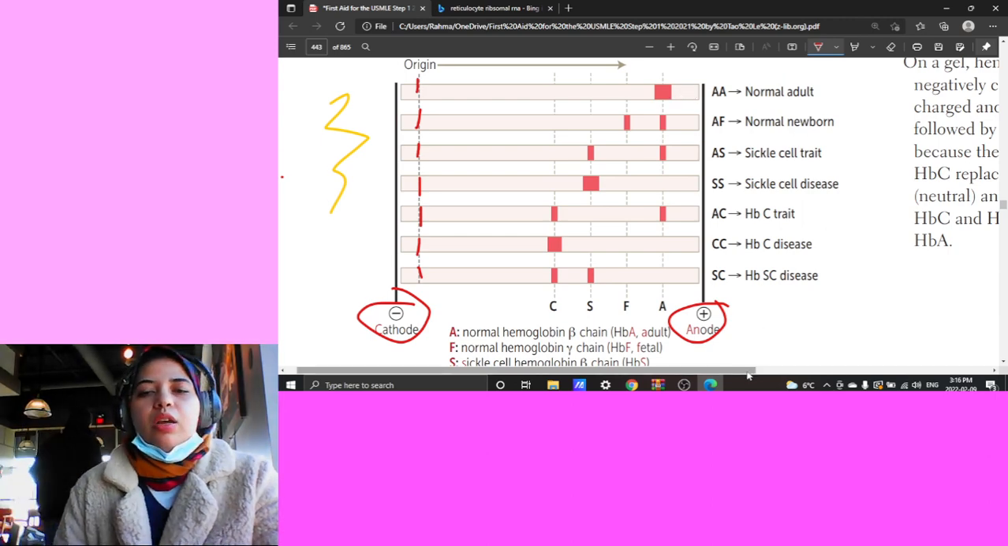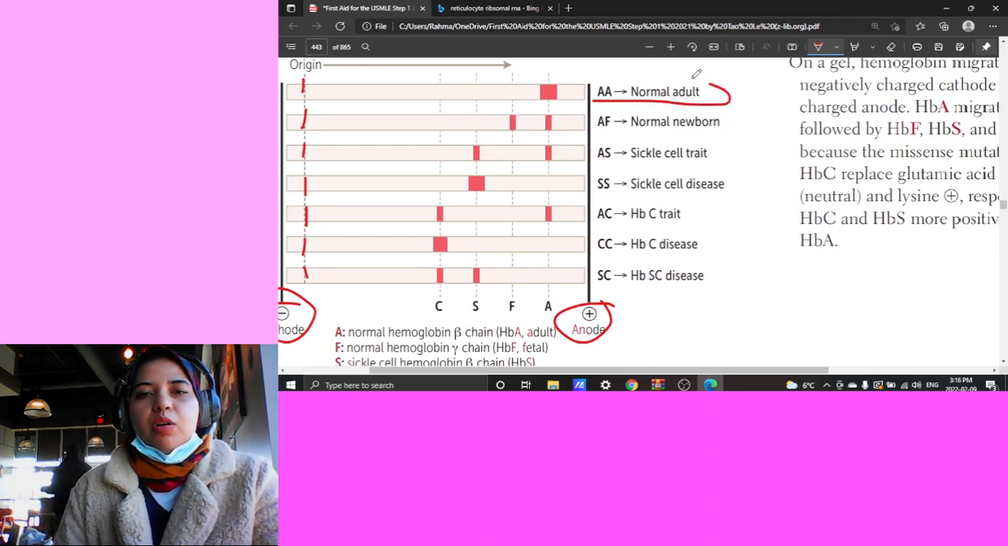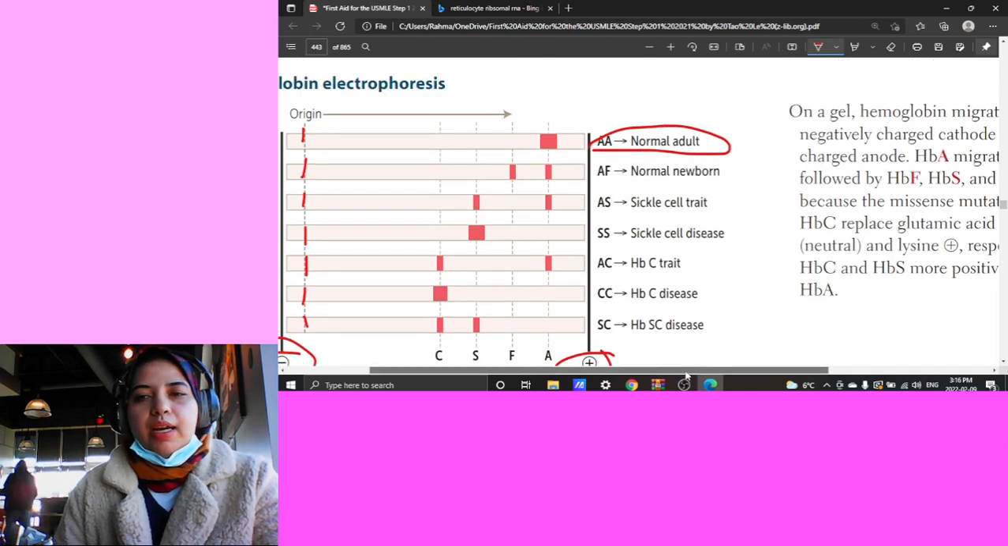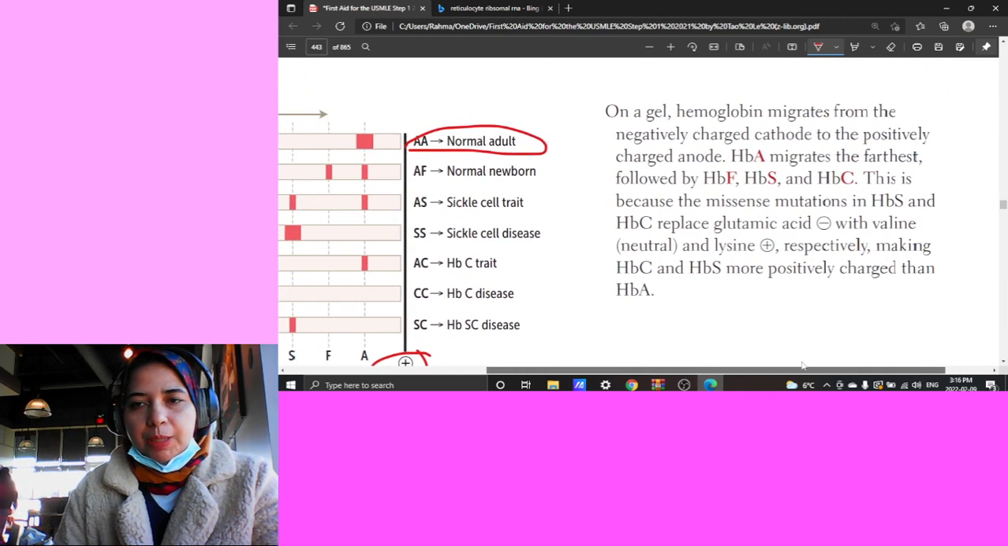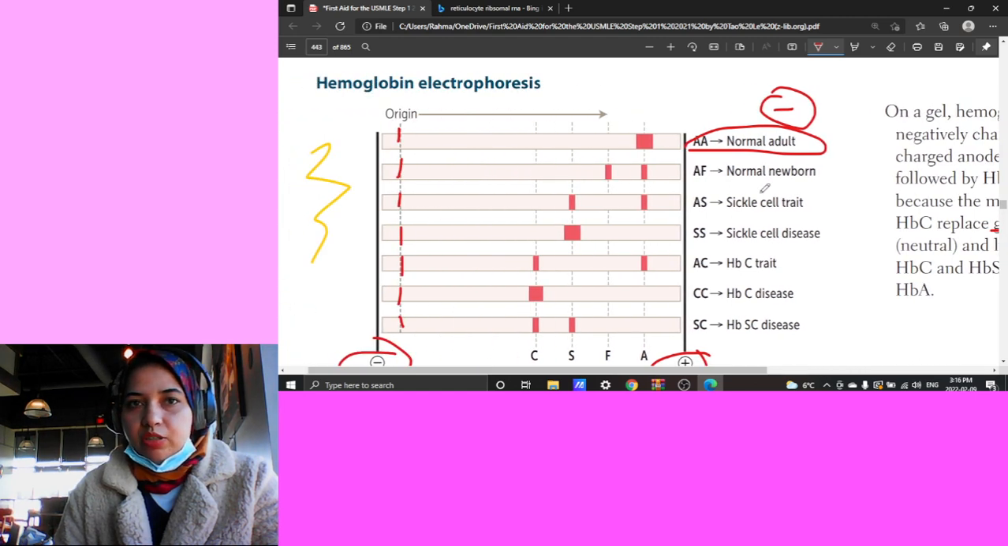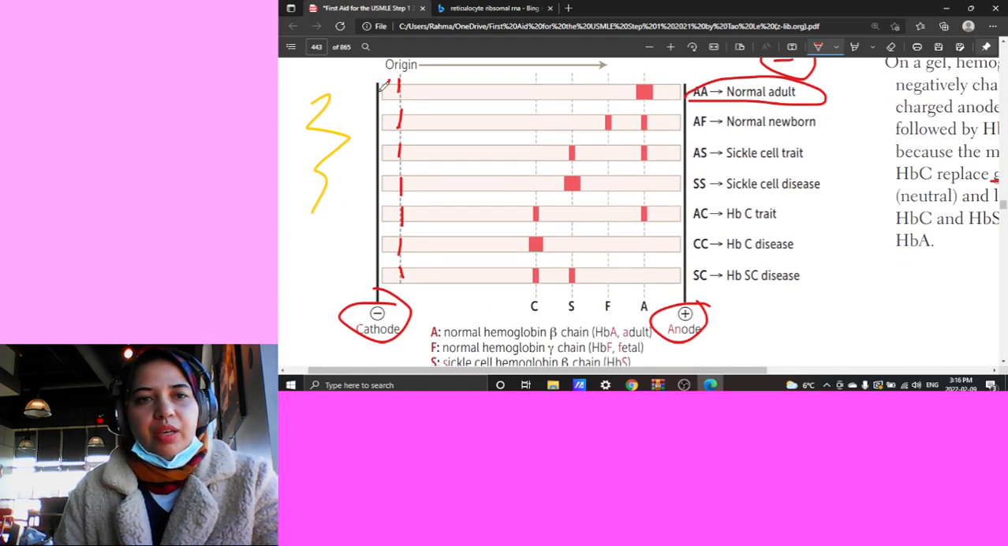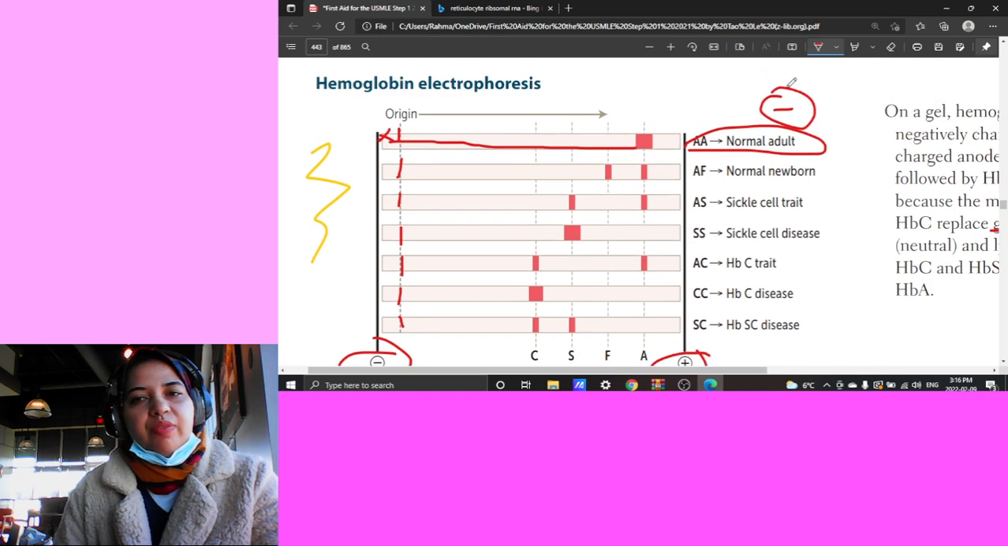So let's take a look at normal adult hemoglobin. Adult hemoglobin has glutamic acid, which is negatively charged. We said that negative is attracted to positive. So if I run a current, this is going to travel as far as possible and as close as possible to the anode. That's how I know I'm dealing with normal adult hemoglobin, because it's very negatively charged due to the glutamic acid. Remember, acid is negatively charged.